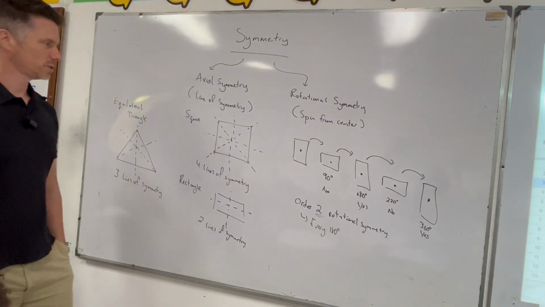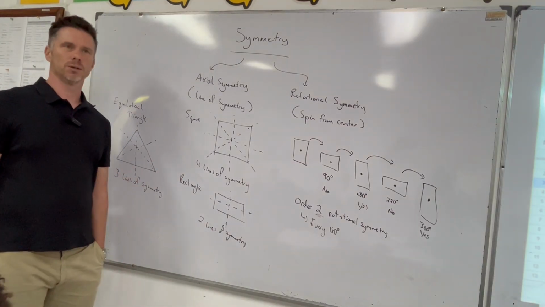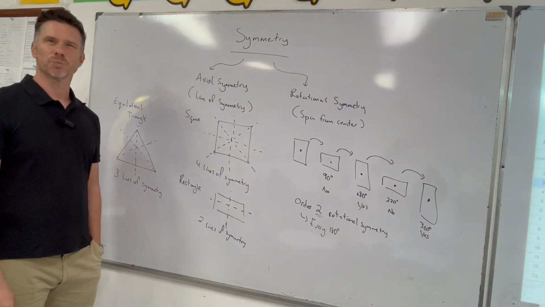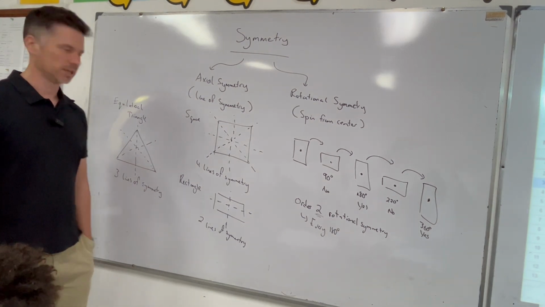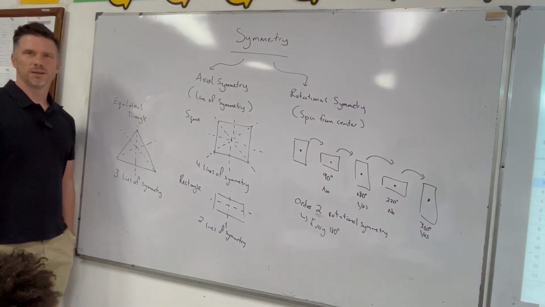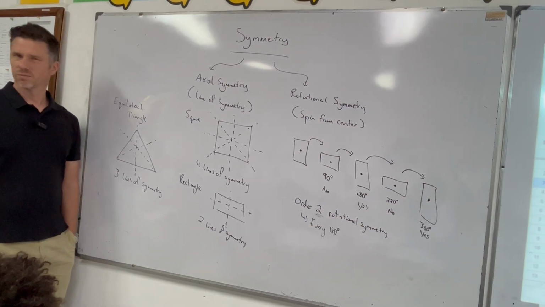Of our other shapes, a square would have order what? How many times have I spun it around? 4. It's in position 4 times. And this equilateral triangle, how many times did it sit in the same?